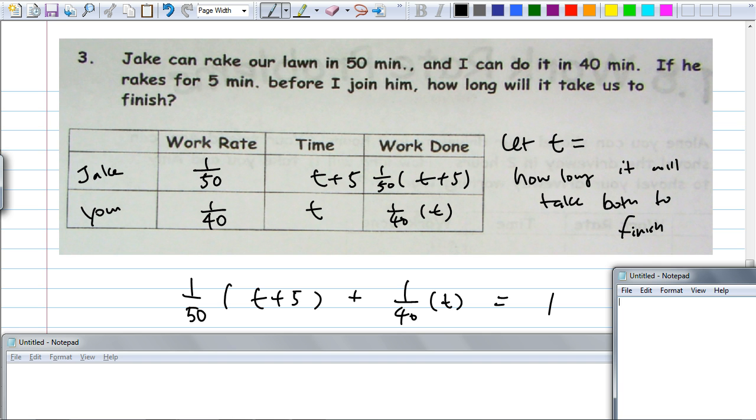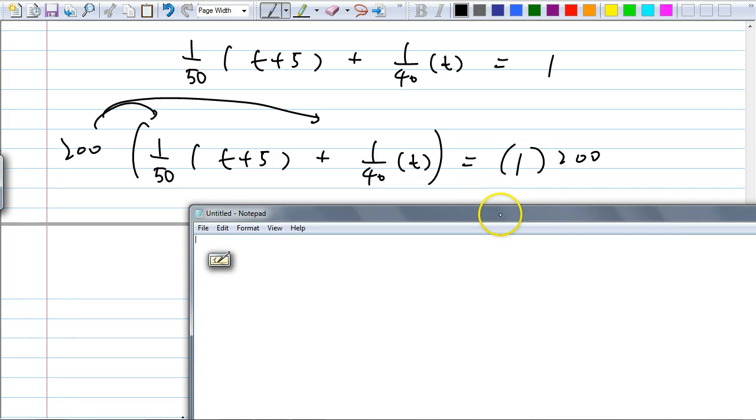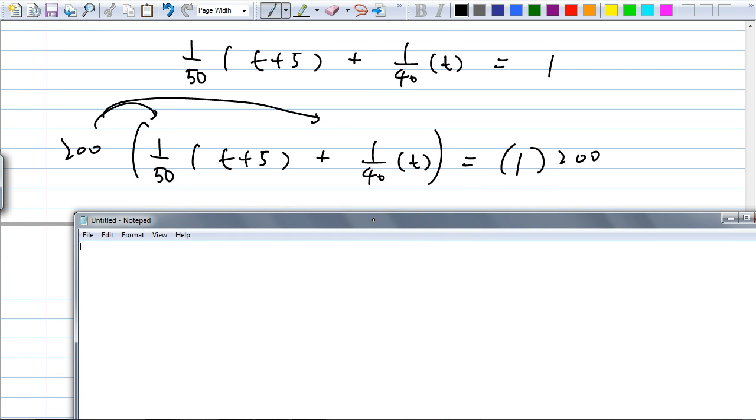Yeah, once you multiply both sides by the LCD. What's our LCD for 50 and 40? Yes, 200. Multiply both sides by 200. Go ahead, everybody finish? I'll wait. Okay. So when you multiply both sides by 200, somebody tell me what we get on the left side. How about Stephanie? What do I get on the left side? I get 4 times T plus 5 plus 5 times T.